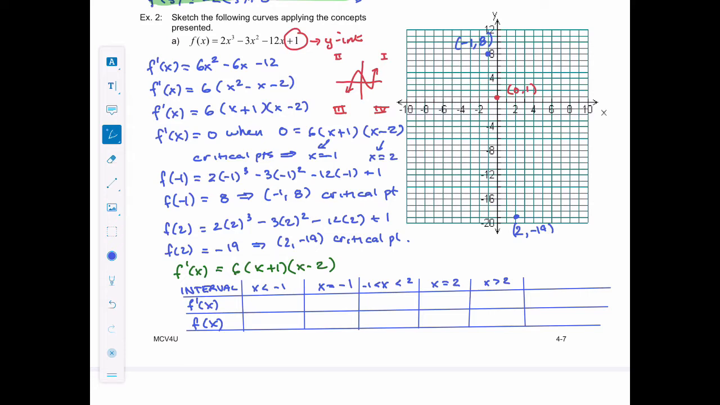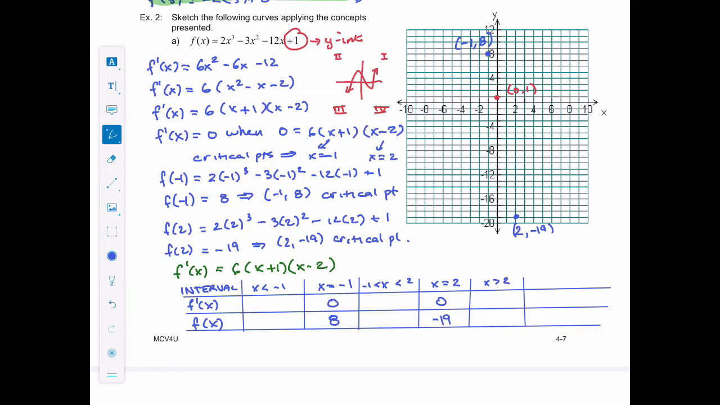So what do we know so far? Well, we know that our critical points occur at -1 and 2. So if it's a critical point, f prime of x at those values will be 0 for the slope. We actually calculated what the critical points are: for x equals -1, we calculated it to be 8, and for x equal to 2, it's -19.